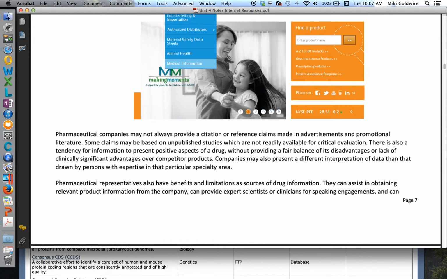Pharmaceutical companies may not always provide a citation or reference for claims made in advertisements and promotional literature. Some claims may be based on unpublished data, which are not readily available. There is also a tendency for information to present positive aspects of the drug without providing a fair balance of its disadvantages or lack of clinically significant advantages over competitor products. Companies may also present a different interpretation of data than drawn by persons with expertise in that particular specialty area.